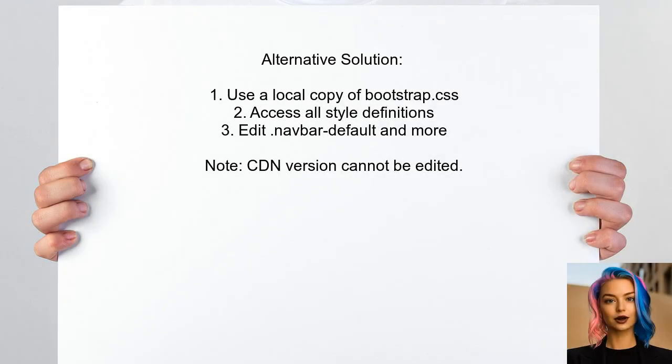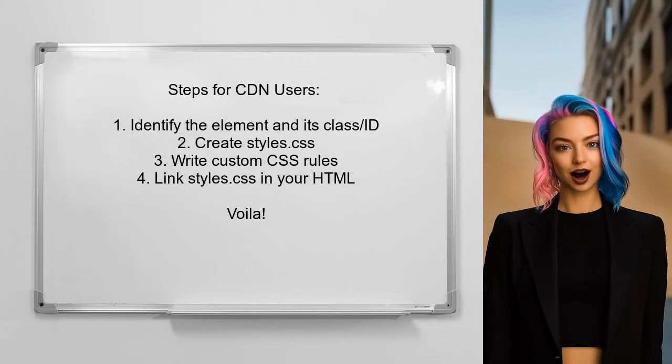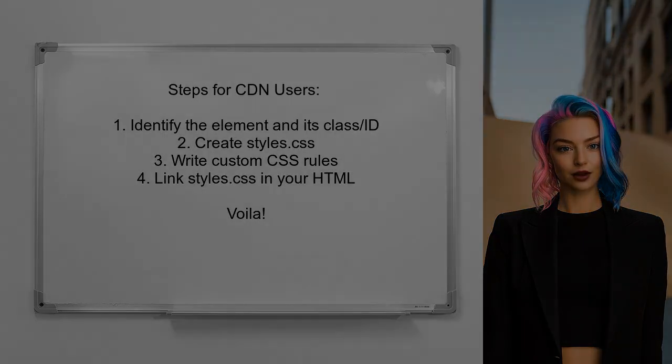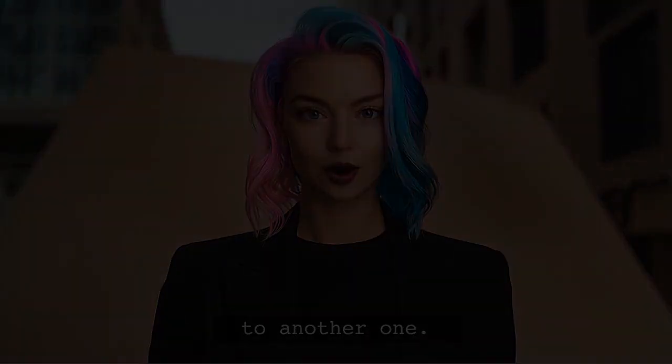One alternative approach is to use a local copy of the Bootstrap CSS file. This way, you can access all the style definitions, including the .navbar-default class, and make any changes you want. If you're using the CDN version, you won't be able to edit the CSS directly. If you prefer more control, you can edit the Sass or Less files. If you're sticking with the CDN, identify the element and its class or ID, then create a new styles.css file to write your custom CSS rules. That wraps up that answer. Let's move on to another one.